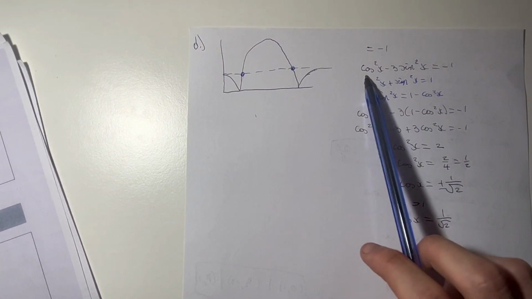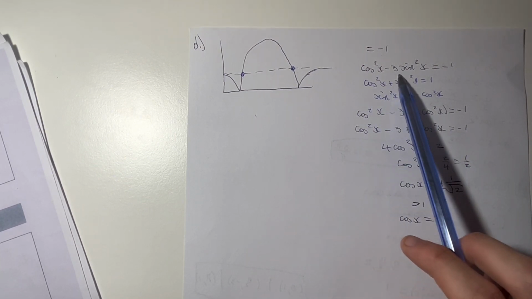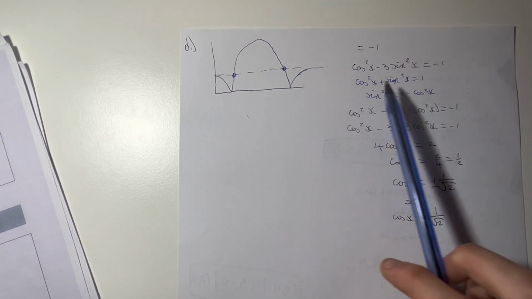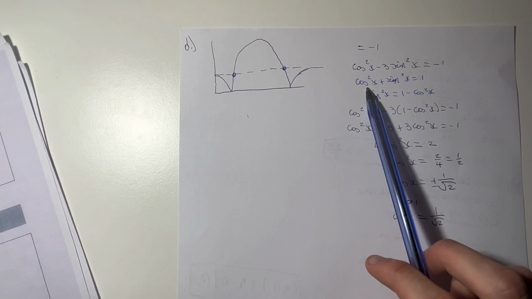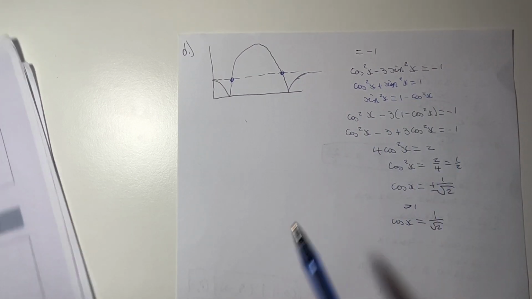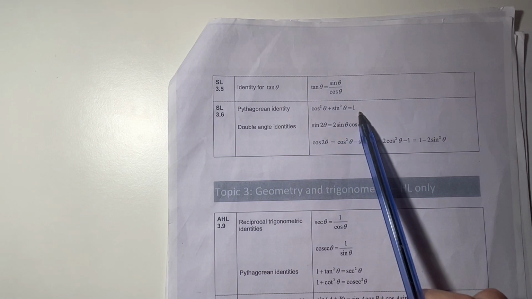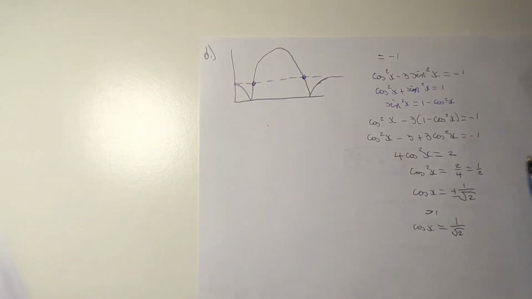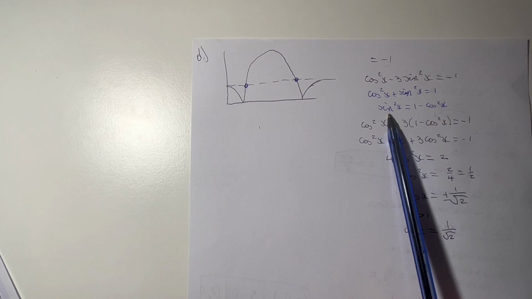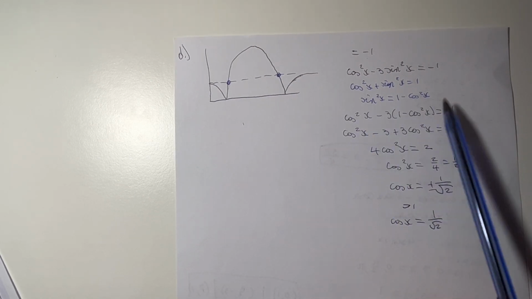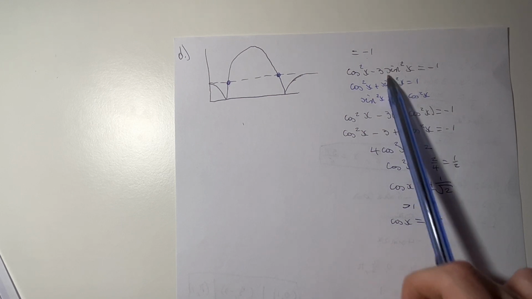I put the original function, cos squared x minus 3 sine squared x, and equated it equal to negative 1. What I did here now is a little trigonometric identity substitution. It's the one just here in our formula booklet: cos squared x plus sine squared x is equal to 1. And I rearranged to make sine squared x the subject. Sine squared x hence is equal to 1 minus cos squared x. And I can plug this into here.